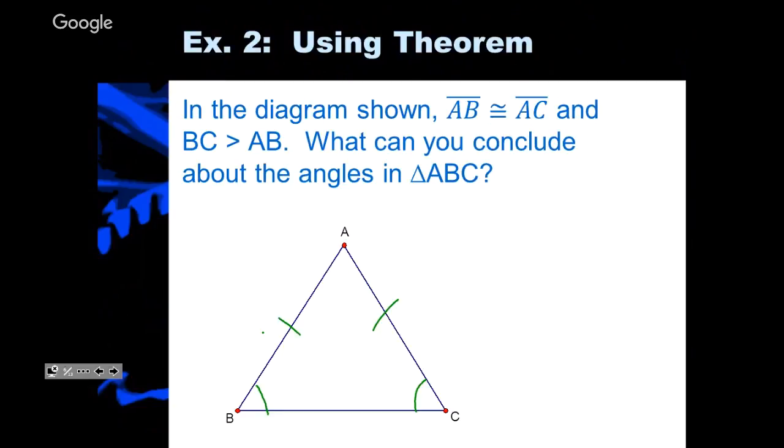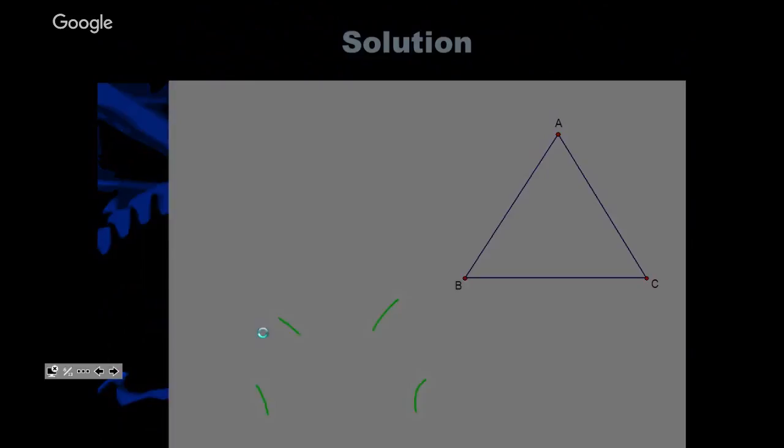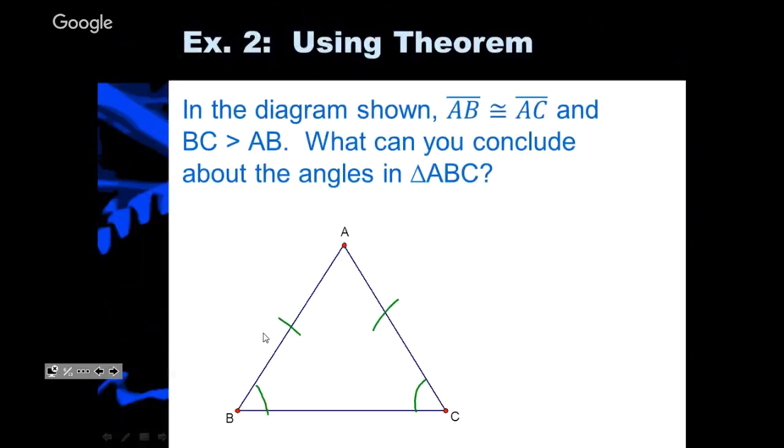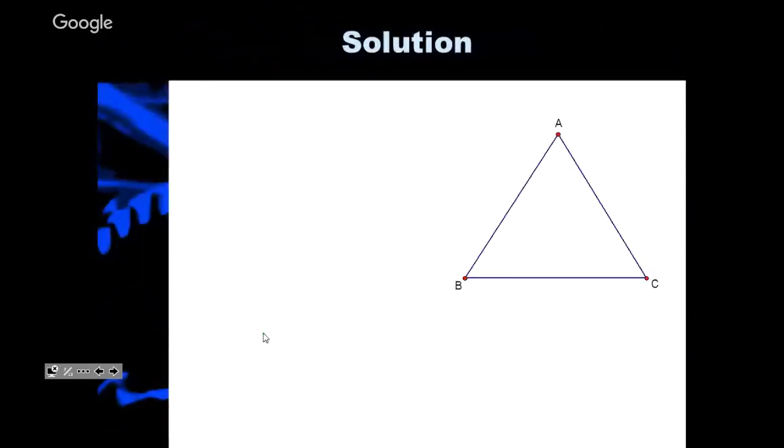So we also know now that the angle opposite of BC has to be what? Bigger than the angle opposite of AB, which would be C. So we know that A has to be greater than C, which also means that A has to be greater than B. So we'll get the solution here.